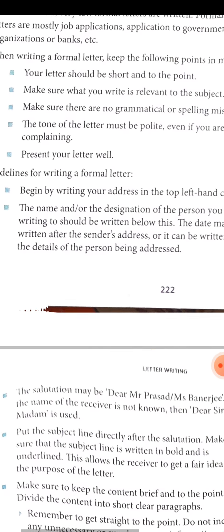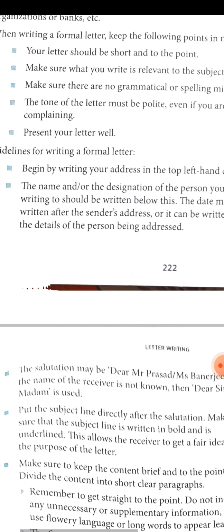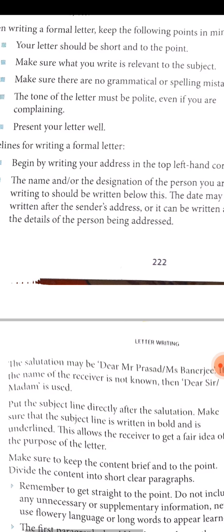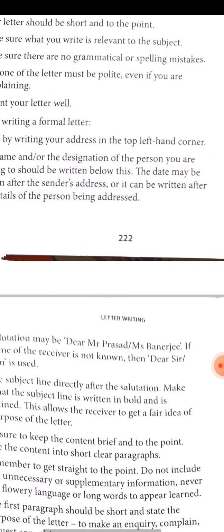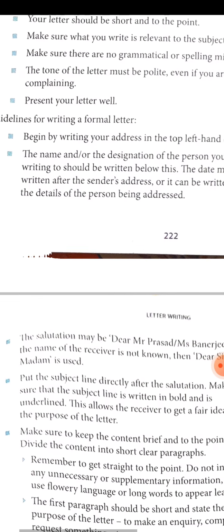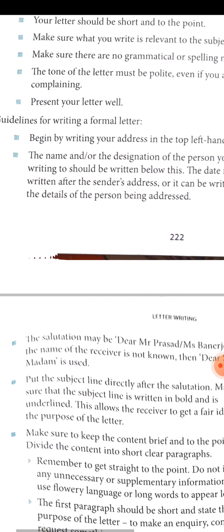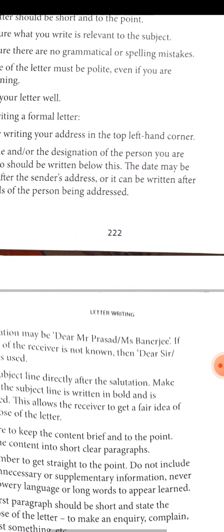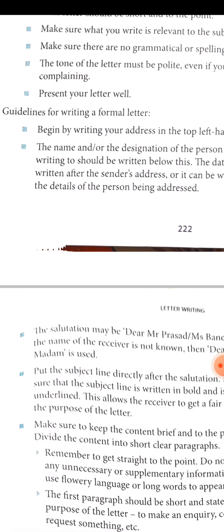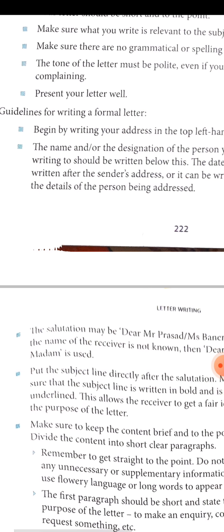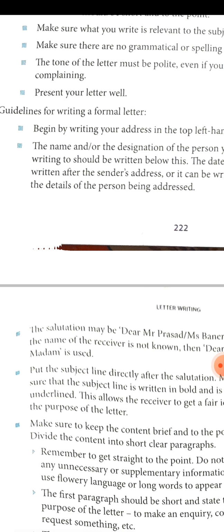Guidelines for writing a formal letter. Begin by writing your address on the top left hand corner. So you all know that on the top left you usually write your address. Then the second guideline is the name or the designation of the person you are writing to should be written below this. You have to write the name and the designation. Designation means the post of the person to whom you are writing your letter.